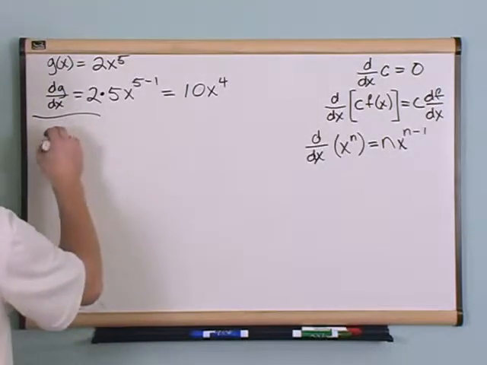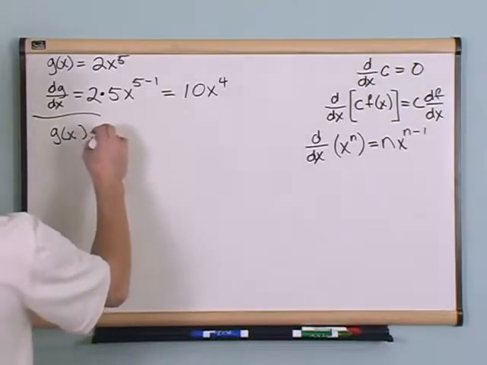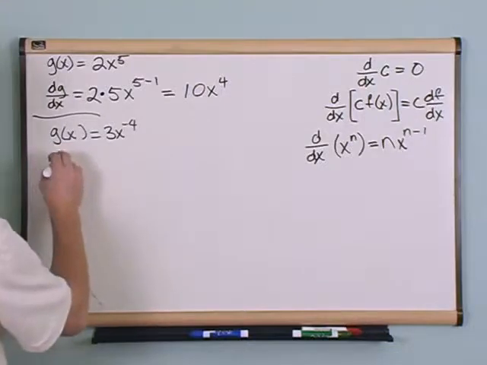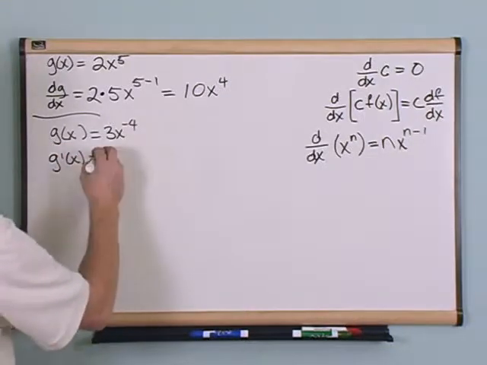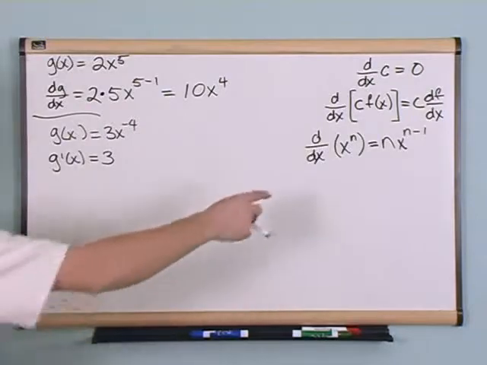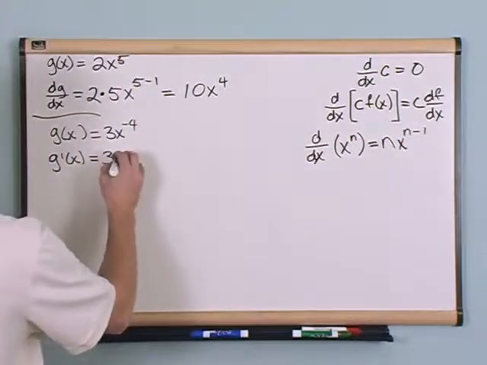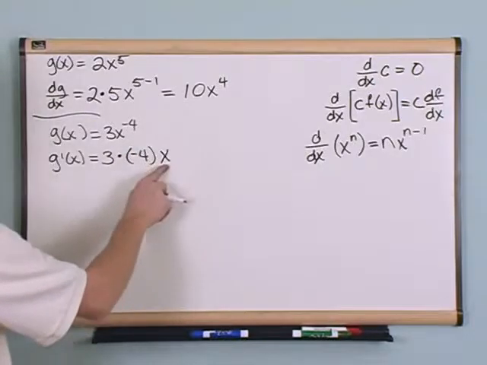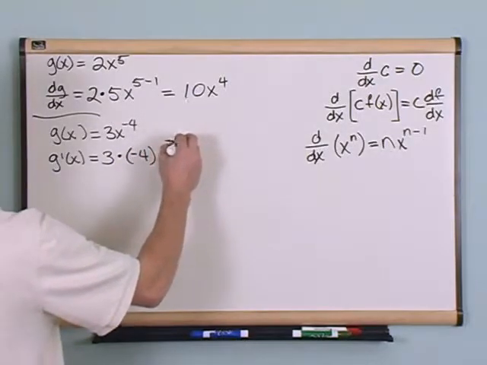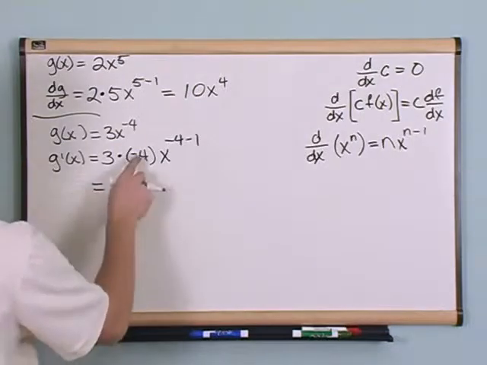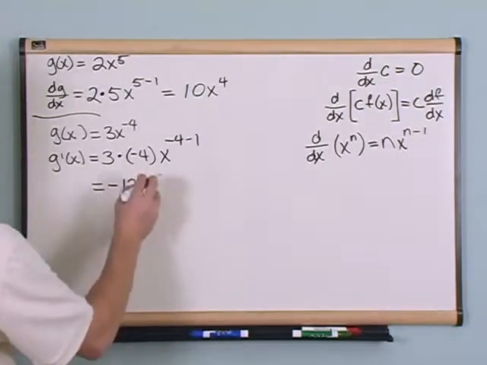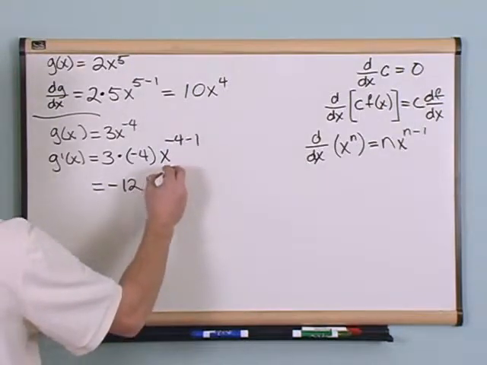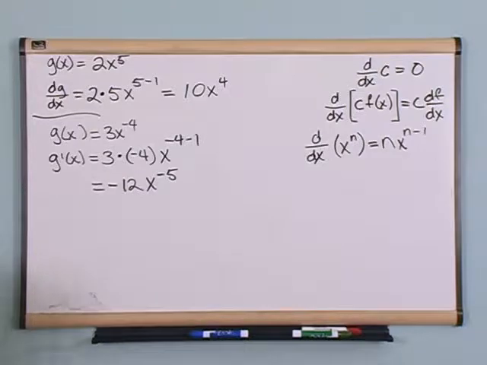What if you had g of x is equal to 3x to the negative 4th power? Well then, g prime of x is simply going to be 3, which just stays out front, times the exponent comes down, negative 4, and then in the power of x, I've got negative 4 minus 1. So then I've got 3 times negative 4 is negative 12, x, and then the exponent, I've got negative 5. Negative 4 minus 1 is negative 5.